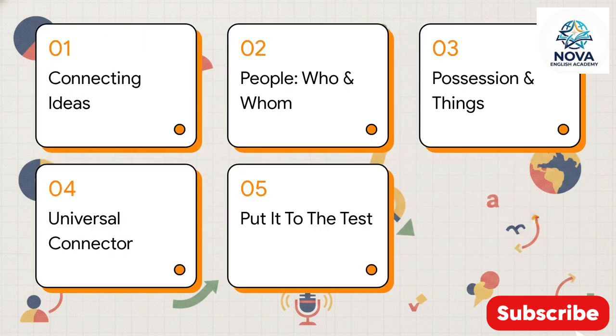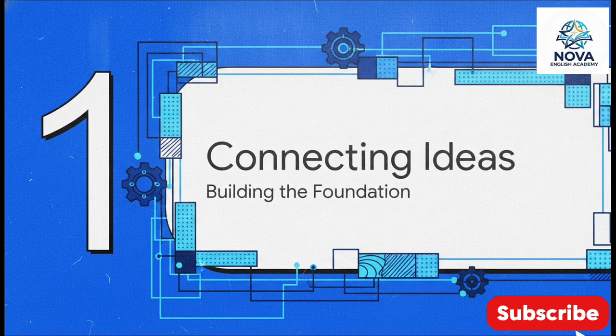So here is our roadmap for today. 1. Connecting your ideas. 2. People, who and whom. 3. Possession and things. 4. The universal connector, that. And 5. We're going to put it all to the test. All right, let's jump straight into Section 1, connecting your ideas and building that foundation.